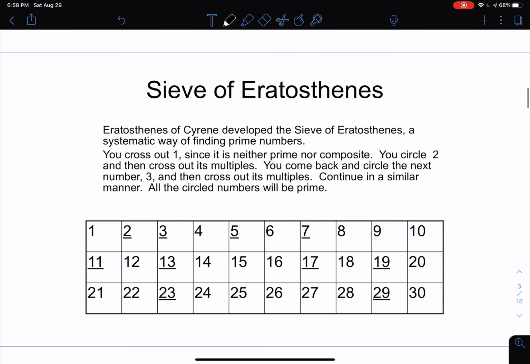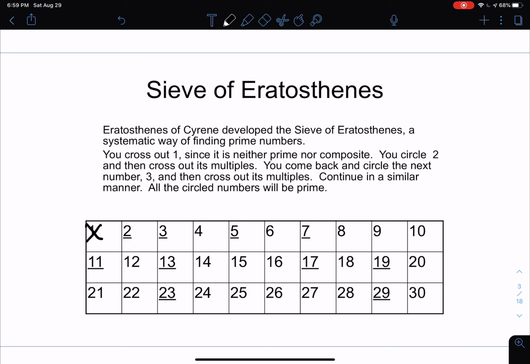Now the sieve of Eratosthenes was developed by Eratosthenes of Cyrene, and it's a very systematic way of helping define prime numbers. If somebody asked you, what are all the prime numbers from 1 to 100? You can use the sieve of Eratosthenes to find them. We are going to just find the prime numbers from 1 to 30. So you write out 1 to 30 in the chart like I did there, like 1 through 10, 11 through 20, 21 through 30. You could keep going as high as you want, but we're just stopping at 30 for time's sake. And we're going to cross out 1 because it's neither prime nor composite.